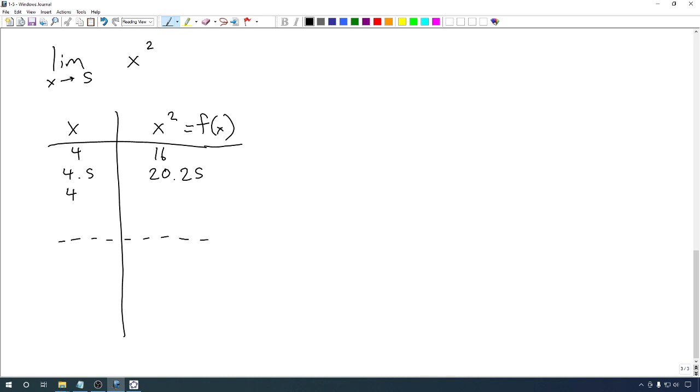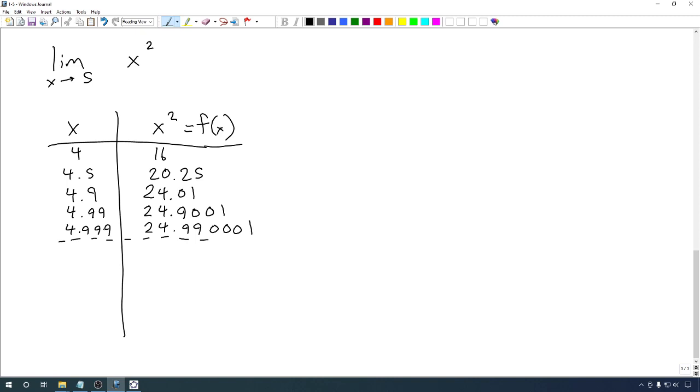Maybe we'll jump to 4.9. 4.9 squared is 24.01. Let's do a couple more. 4.99. When I square that, I get 24.9001. And even closer, 4.999. When I square that, of course I'm using a calculator for all of this. I'm not doing this all in my head. But I get 24.990001.